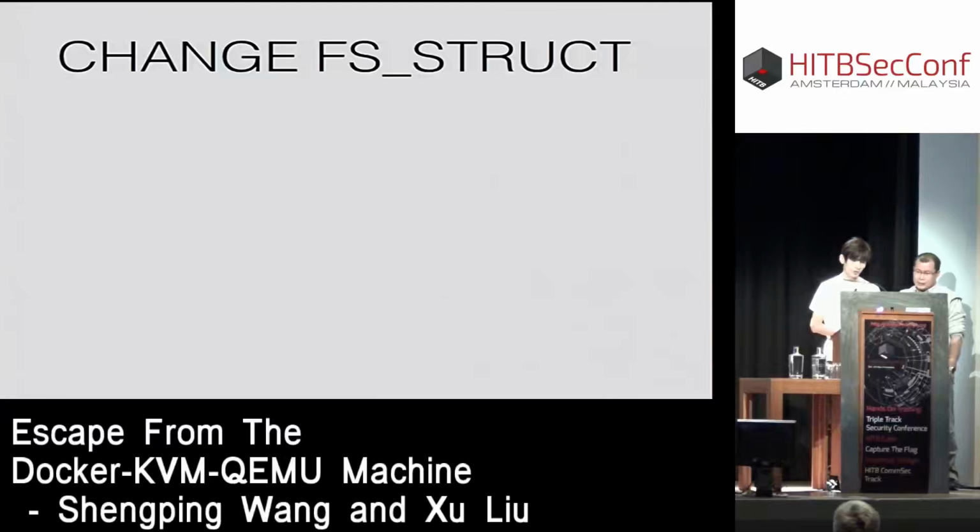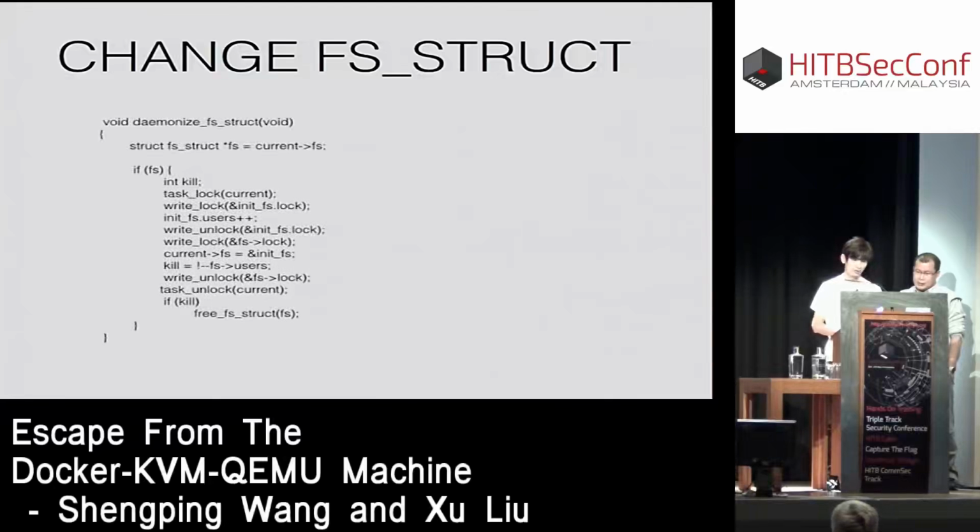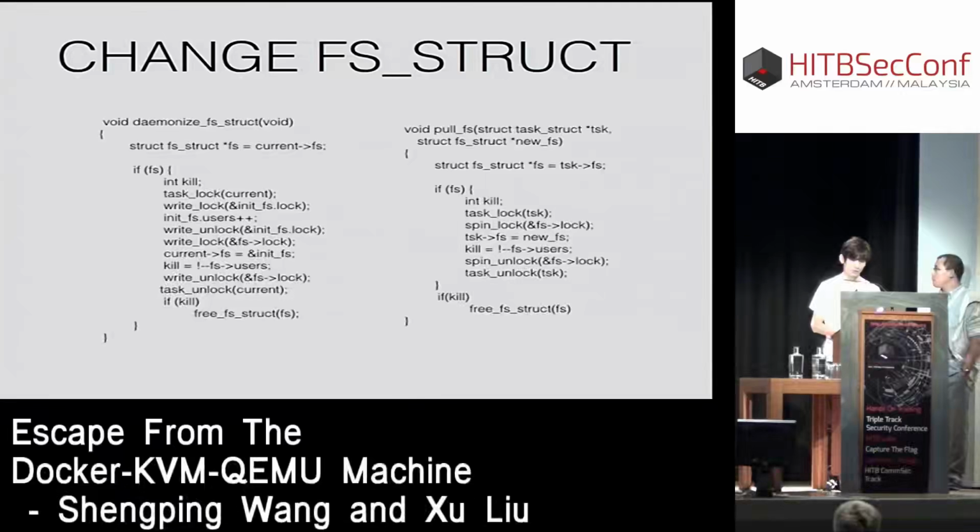First, we can call the function daemon FS struct to replace the current container process's FS struct in kernel version 2.6. However, after version 3.0, this function no longer exists in the kernel. But we can also use functions written by ourselves to realize it. After this step, the container process can get full file system access to the host operating system.